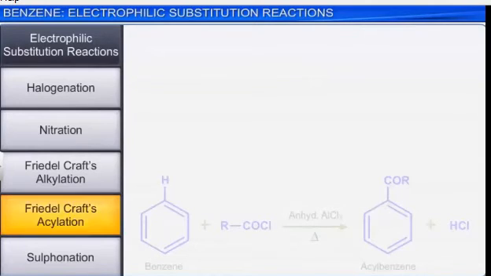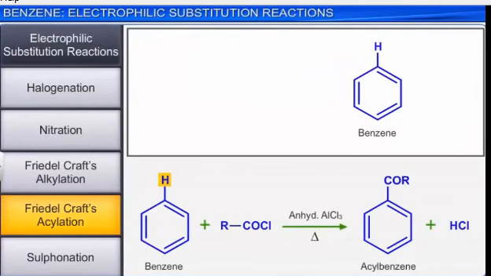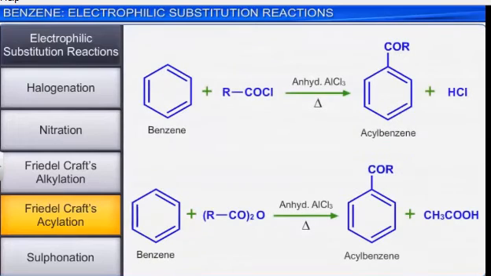Now let's look at the acylation reaction. When the hydrogen atom in a benzene ring is replaced by the acyl group, it is known as acylation reaction. When benzene is treated with acyl halide or acid anhydride in the presence of anhydrous aluminium chloride, benzene forms acyl benzene. This reaction is called the Friedel-Crafts acylation.